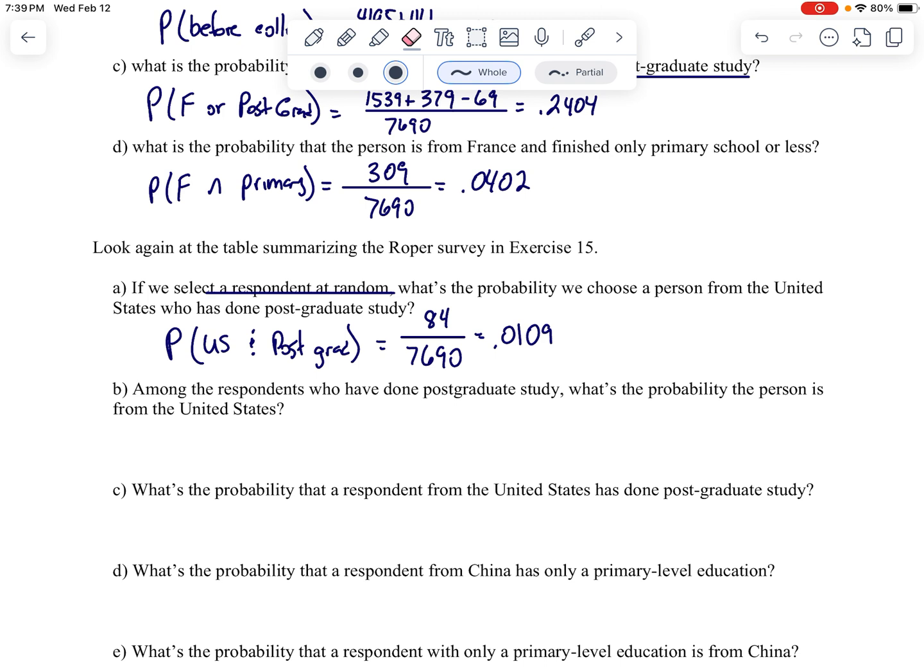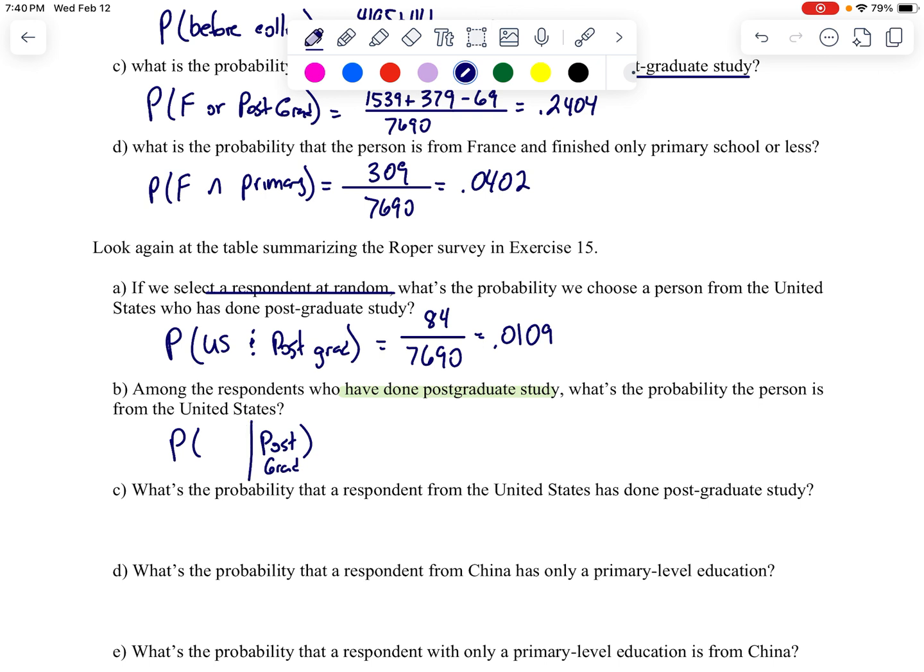Among the respondents who have done postgraduate study. So this is our first one where it is a conditional probability. Among the respondents who have done postgraduate study. So this is a conditional probability.